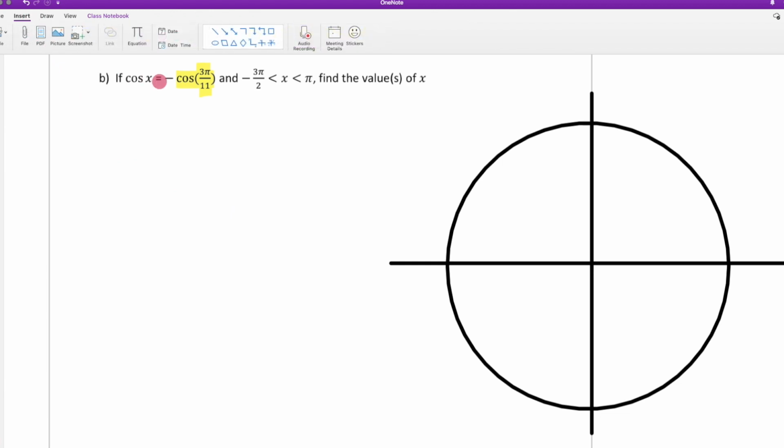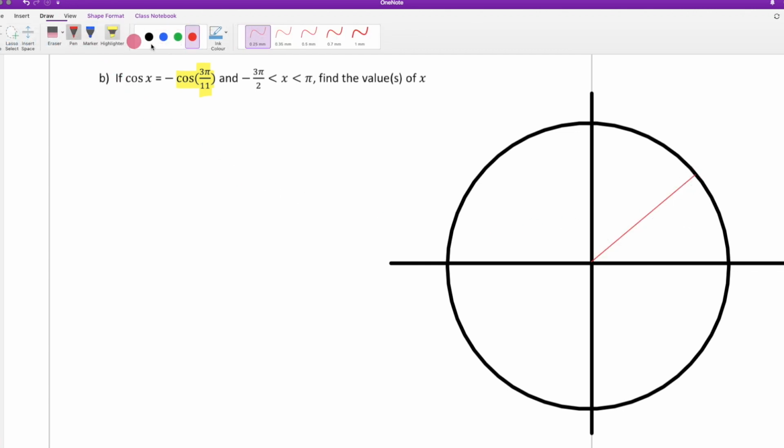So let's just draw it in. Let me use red, and I'm just going to draw it in. There it is. Now, we haven't memorized this angle, so we're not going to know what my exact values are going to be. So let's just call them A and B. If I'm being asked to find cos of 3 pi over 11, well, I know that my cos is just my x value, so it's simply going to be A.